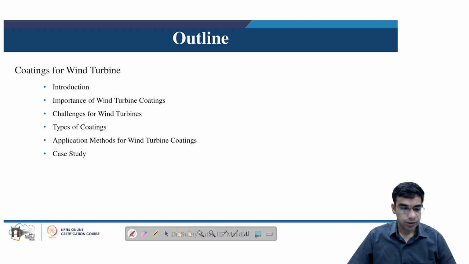We will go through the introduction to coatings. What is the importance of these coatings in wind turbines? What are the challenges that wind turbines encounter because of which these coatings are needed on various parts of the wind turbine? We will look at different types of coatings. We will also look at what are the methods or processes to apply these coatings on wind turbine blades or other components. And we will wind up this lesson by looking at a specific case study where coatings have been applied on the wind turbine components.